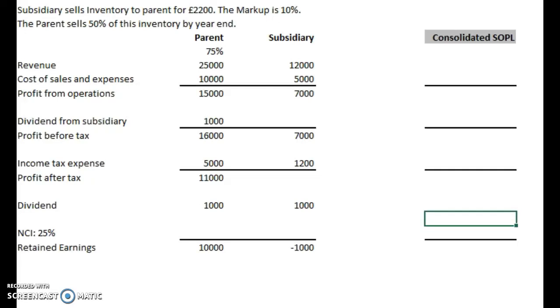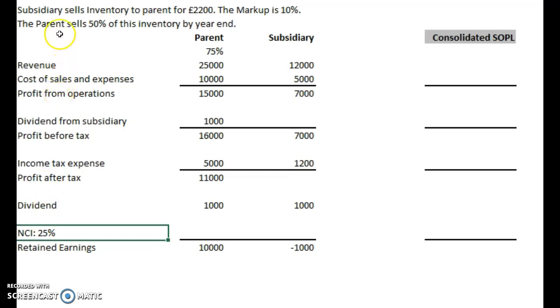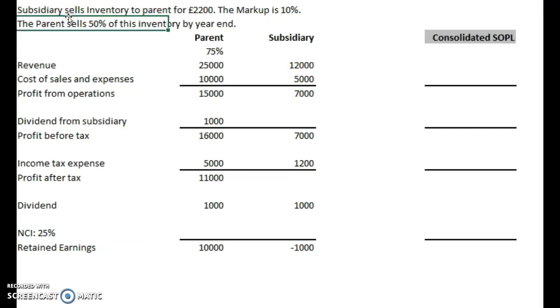Okay, so let's take a look at the next example. We have a 75% parent and a 25% NCI. We'll deal with the NCI in a moment. So the question says, the subsidiary sells inventory to the parent for £2,200 at a markup of 10%. And the parent has sold 50% of this inventory by year end.